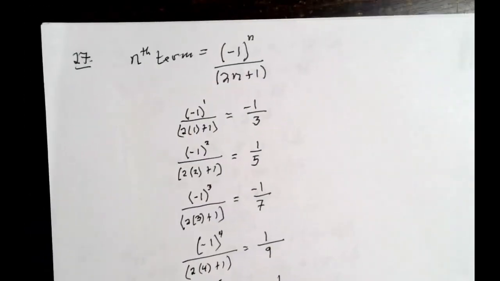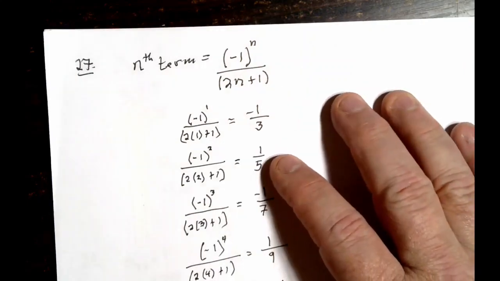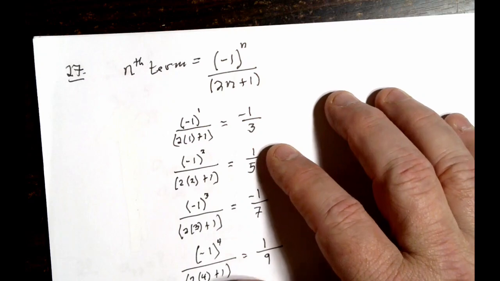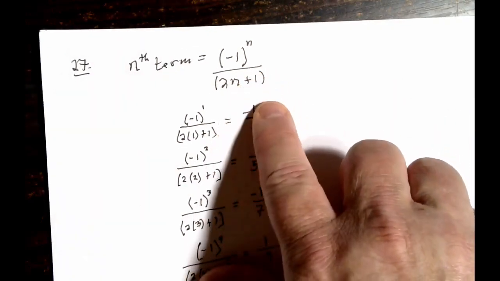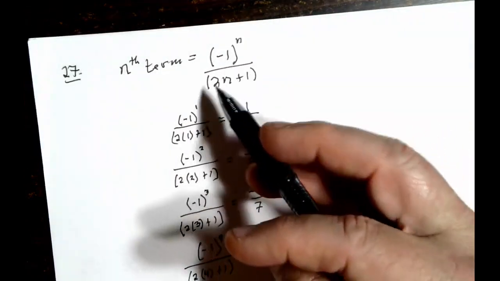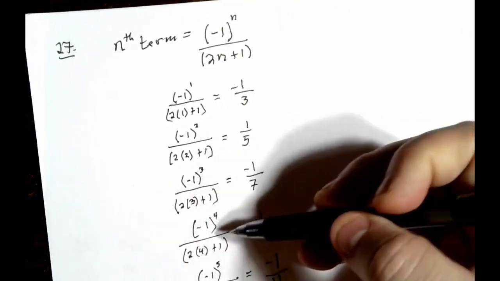23 I will show you in class next week. For now, let's go on to 27. It says, write the first terms of a sequence whose nth term is -1 to the n over 2n plus 1. Okay, so the nth term is simply, the first term is where n equals 1. The second term is where n equals 2, and the 20th term is where n equals 20.